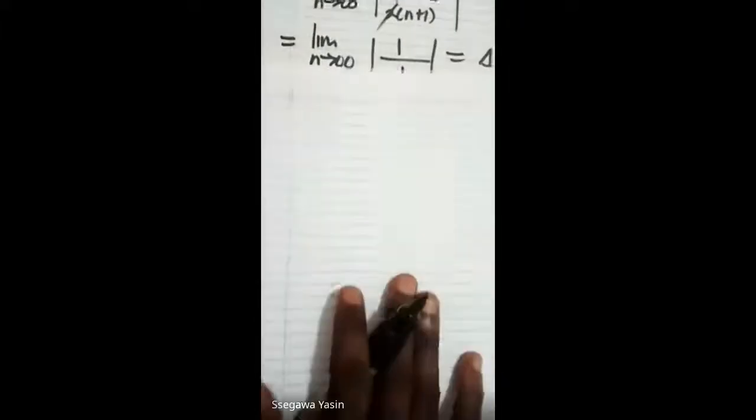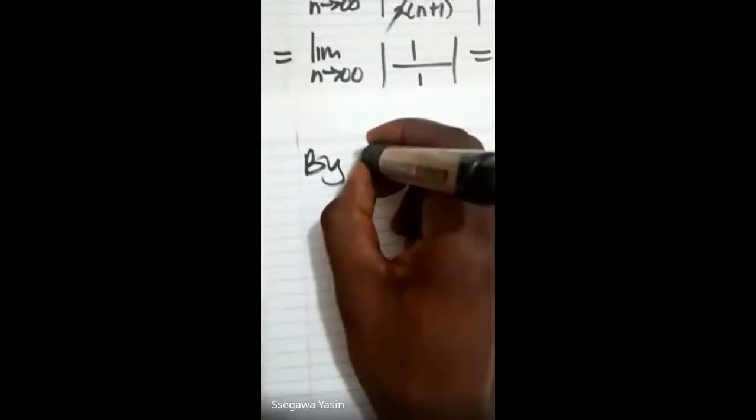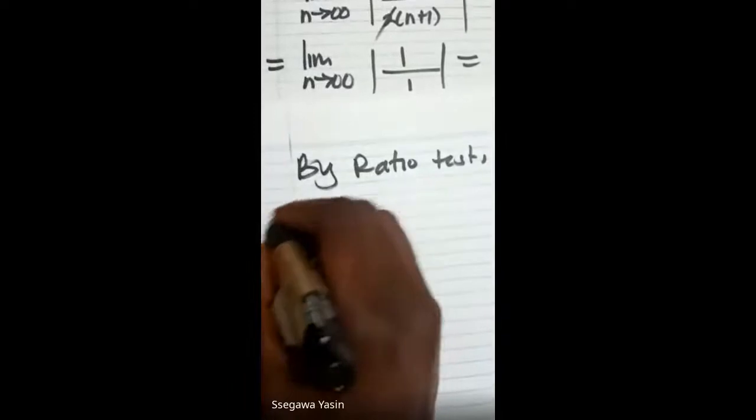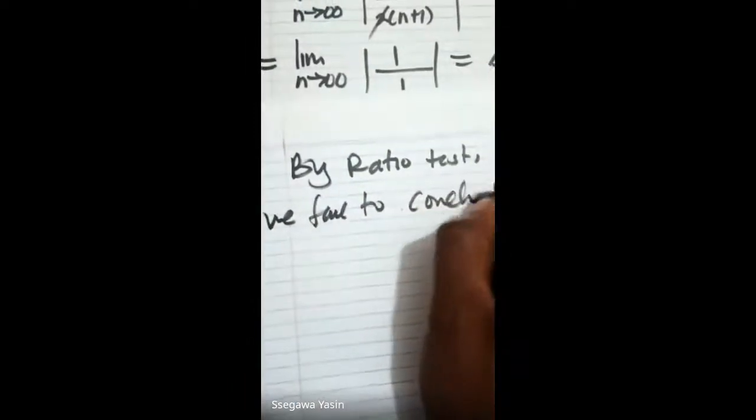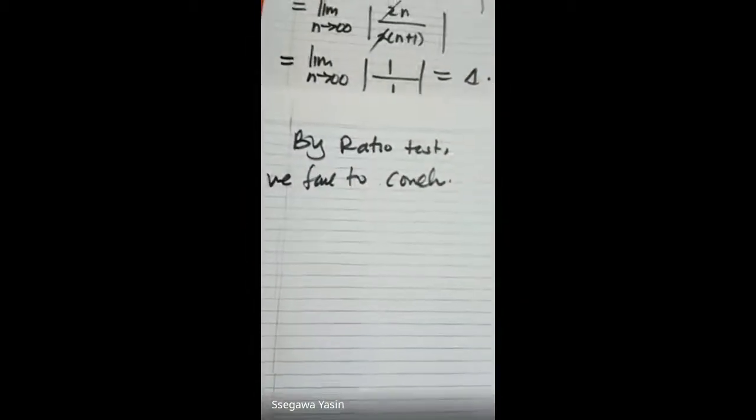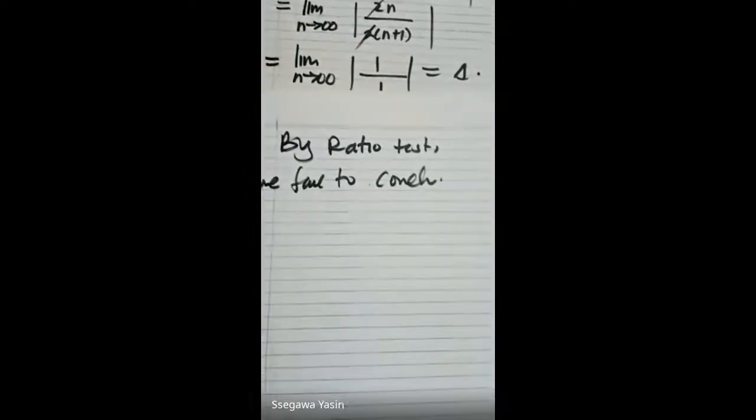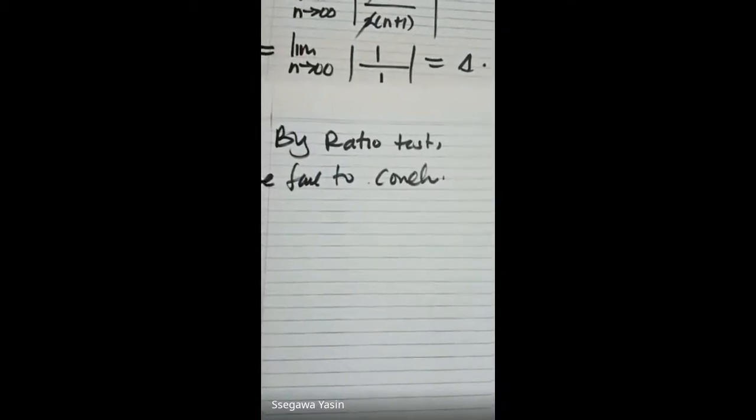So you make a conclusion that we fail to conclude. By the ratio test, we fail to make a conclusion about the series. We cannot determine whether it diverges or converges. What we are sure of is that we don't know. So if we don't know, then we give it time.